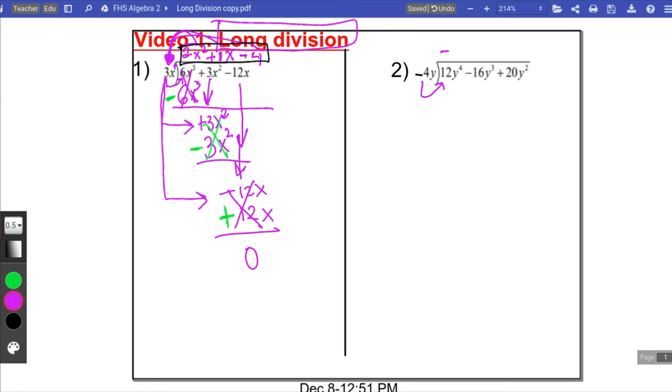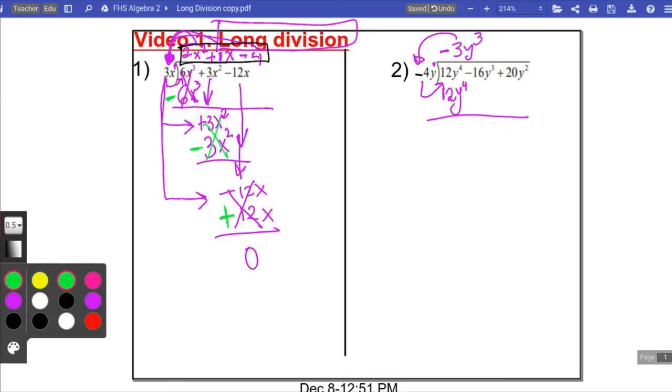What about a negative 3? What about the y? This is y to the first power, so that should be y cubed. Because if I multiply that, that should give me a positive 12. And the y cubed times y to the first gives me y fourth, right? So you remember what I just said? After you write it, you do the opposite. All right? Now cross that out. Okay? Now bring the next one down. Boom. On to the next one.